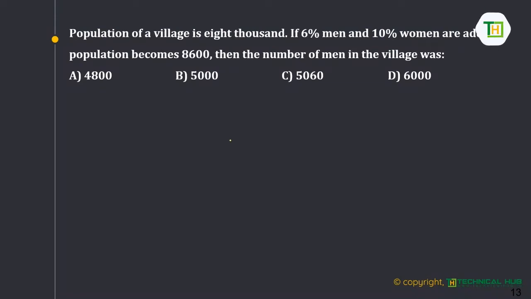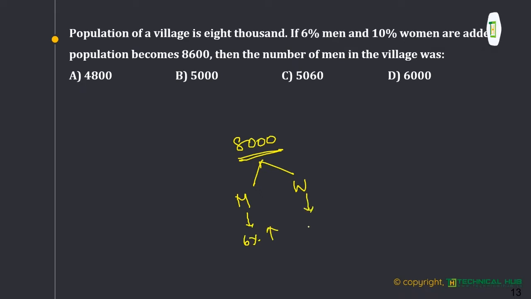The population of a village is 8,000. Initially, the population of the village is 8,000. If 6% men and 10% women are added, population becomes 8,600. Okay. So earlier it was 8,000 and there are men and women in this 8,000. Men are there, women are there. And now what happened? So 6% of men has increased and 10% of women has increased, and the total population in the village becomes 8,600. Okay. Now what I need to find is the number of men in the village.